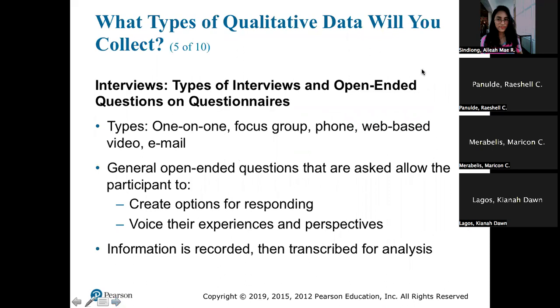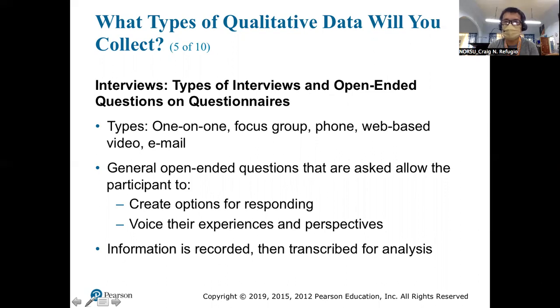Next, all about interviews. Rachel Panulde, could you read what is on the slide? Okay, sir. In the types of qualitative data will you collect: interviews, types of interviews, and open-ended questions on questionnaires.